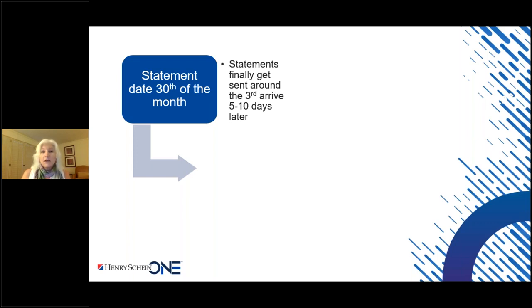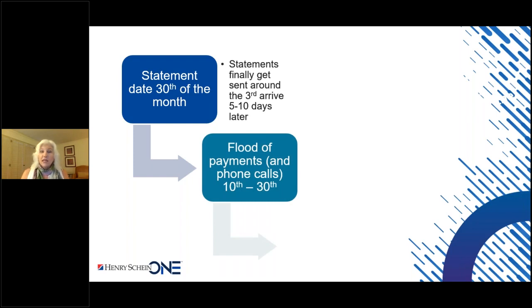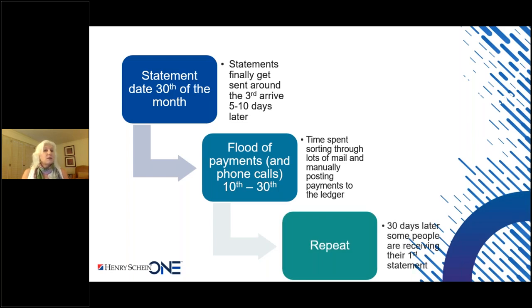Now, if you're sending statements in the mail, then you also have to rely on that mailman getting your statements out to the mailboxes of your patients, which right now is probably taking between 5 and 10 days. Even in your local community, mail is taking 5 to 10 days to get out into the mailboxes of your patients. Okay, so then the payments finally start coming in, probably between the 10th and the 30th. So you get a flood of payments, right? You have to sort through all that mail. You have to open those envelopes. You have to manually post those payments to the ledger. All of that takes time. And then you repeat it, okay? You repeat this cycle monthly, all right?